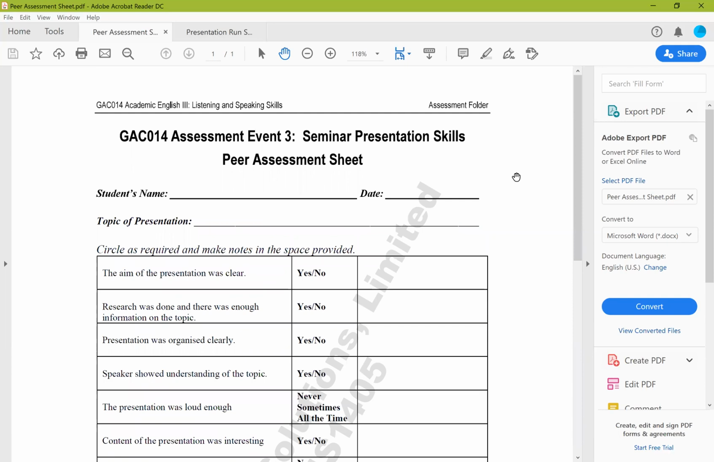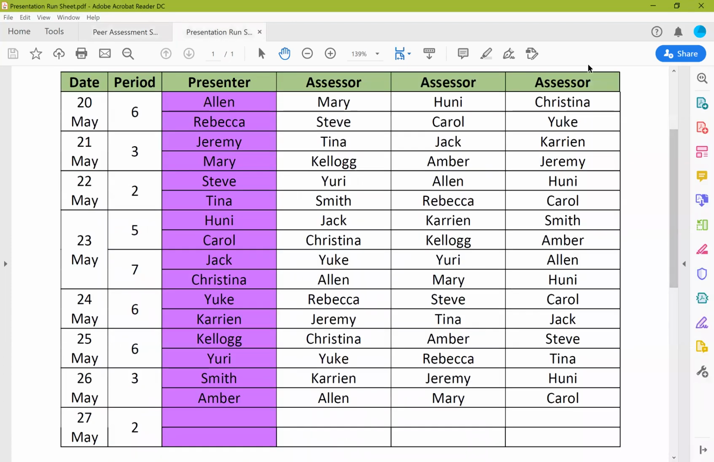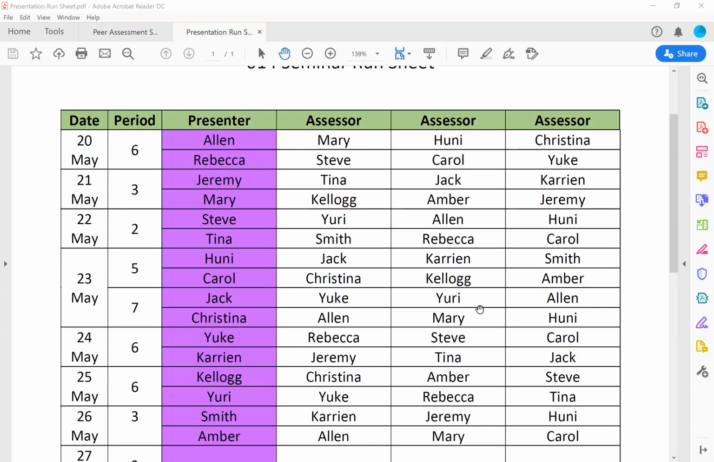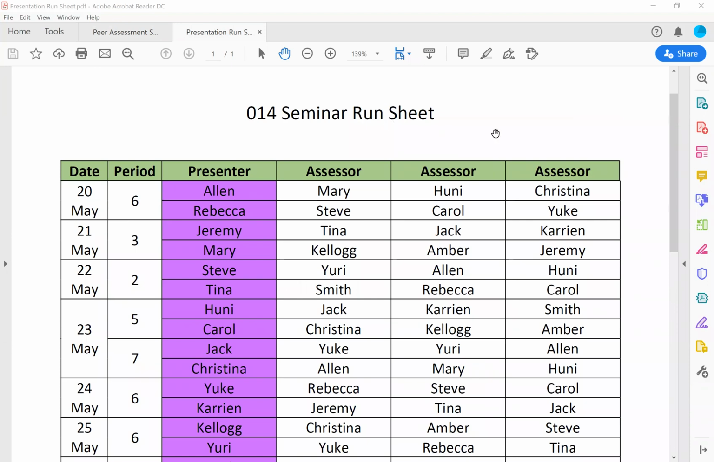Now, I want to prepare you for not tomorrow, but the day after. I've actually sent it in the WeChat group, but just to confirm what this information means. Now it's disappeared again. Okay, here we go. So here is what I call the 014 seminar run sheet. Run sheet just means who goes first, second, third. It's what we use in the theatre.